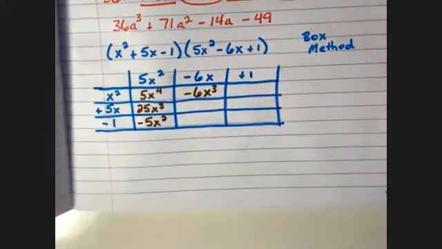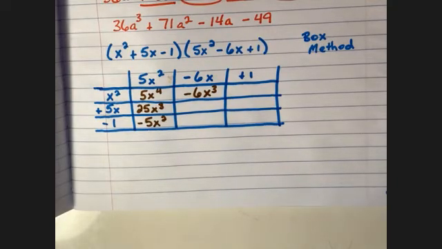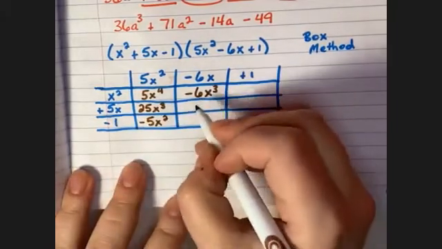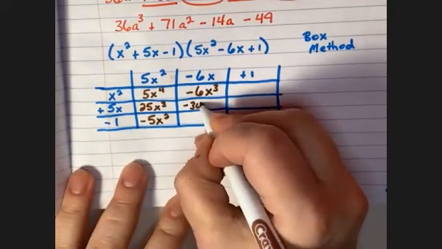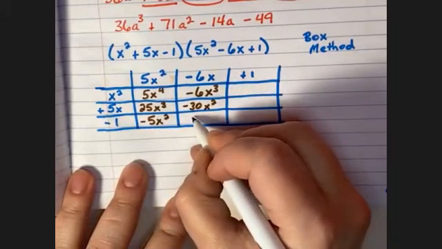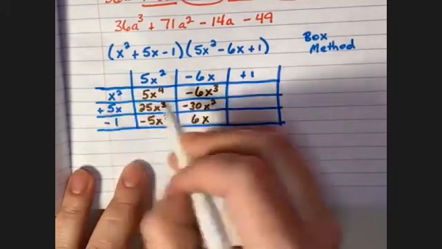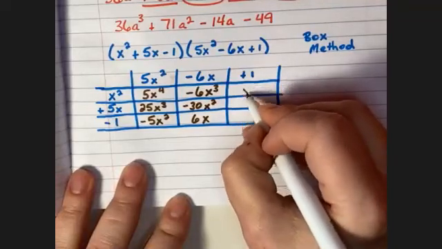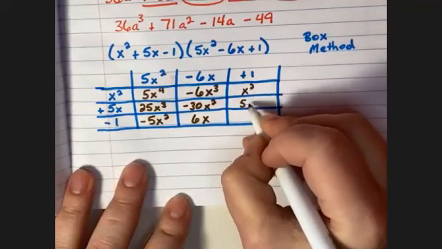And you realize we're having to use all of the exponent rules. So you need to know what you're doing with these exponents. When you're multiplying, remember the numbers you multiply, but the exponents you add. So 5x times negative 6x is negative 30x squared. Negative 1 times negative 6x is positive 6x. And then everything times positive 1 really is just going to be the exact same thing for each one.